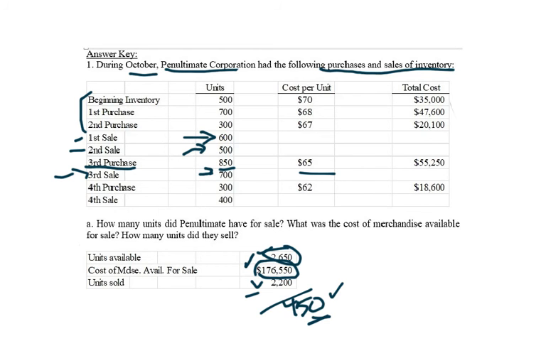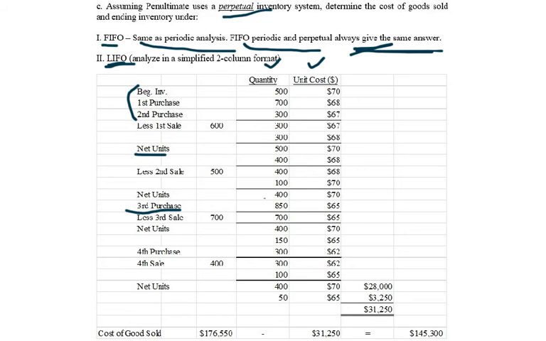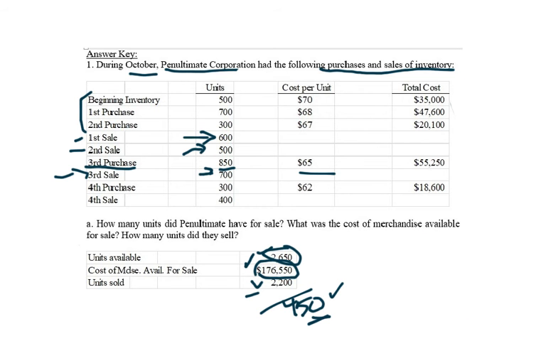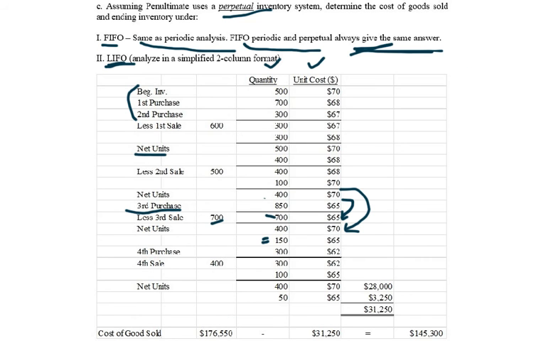So now what is your newest stuff? At that point in time, those 700 units, we're going to assume all of them came from the $65 layer, which means we still have all 400 units at $70, and we have 850 minus 700 equals 150 units. But then, of course, what happened chronologically next, going back to the source material, is we had a fourth purchase of 300 units at $62. So we just slide those underneath. So we have 400 at $70, 150 units at $65, and an additional 300 at $62.